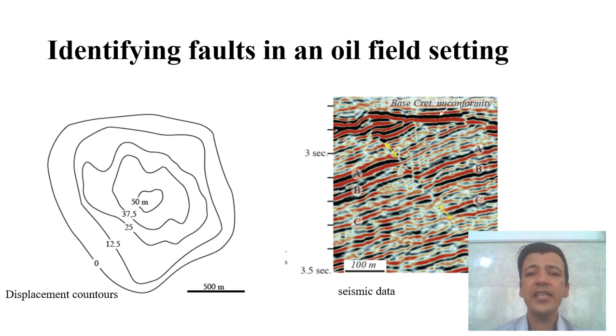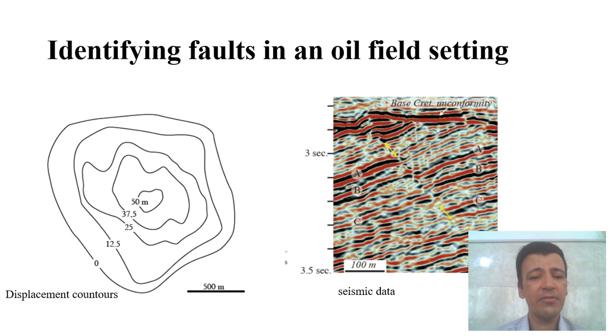Identifying faults in an oil field setting. How do we identify faults in an oil field? My thesis is about the oil field of Saraje. So how do we identify the faults from data? How do faults look in topographic maps?